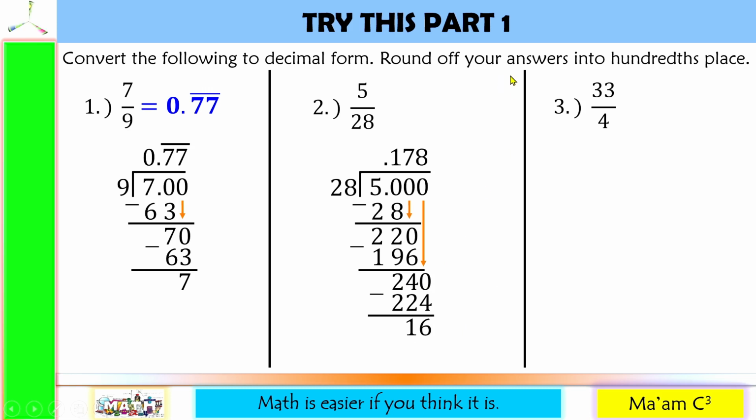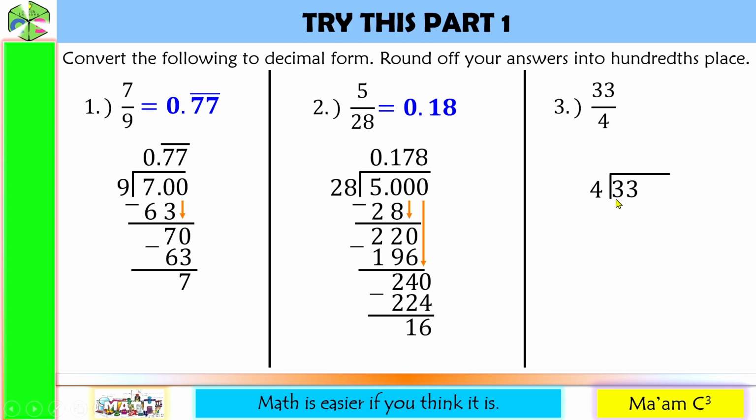We are asked to round off our answers to the hundredths place. Since 8 is greater than 5, we're going to round up 7. But first, let us add 0 in front of the decimal point. So 5 divided by 28 is equal to 0.17. Again, 8 is greater than 5, so we're going to add 1 to 7. It becomes 0.18.